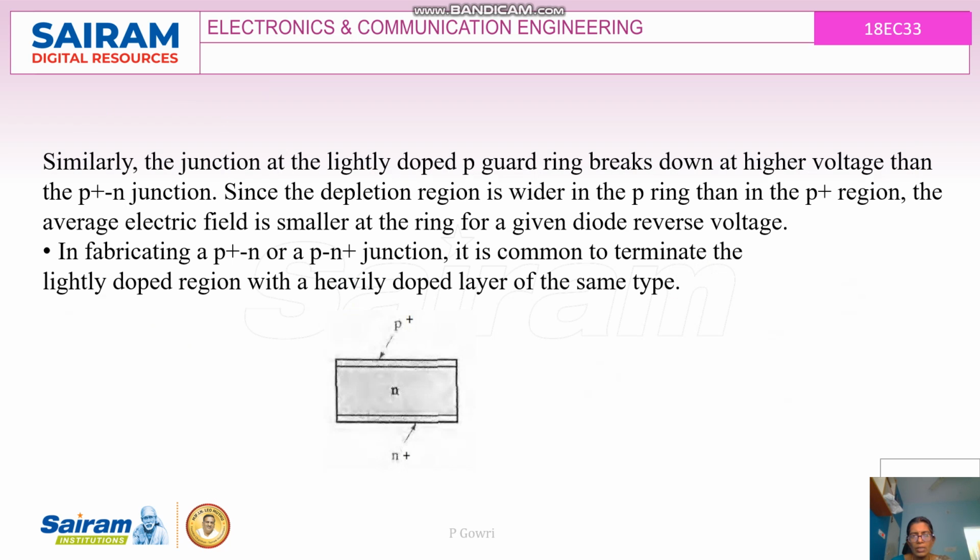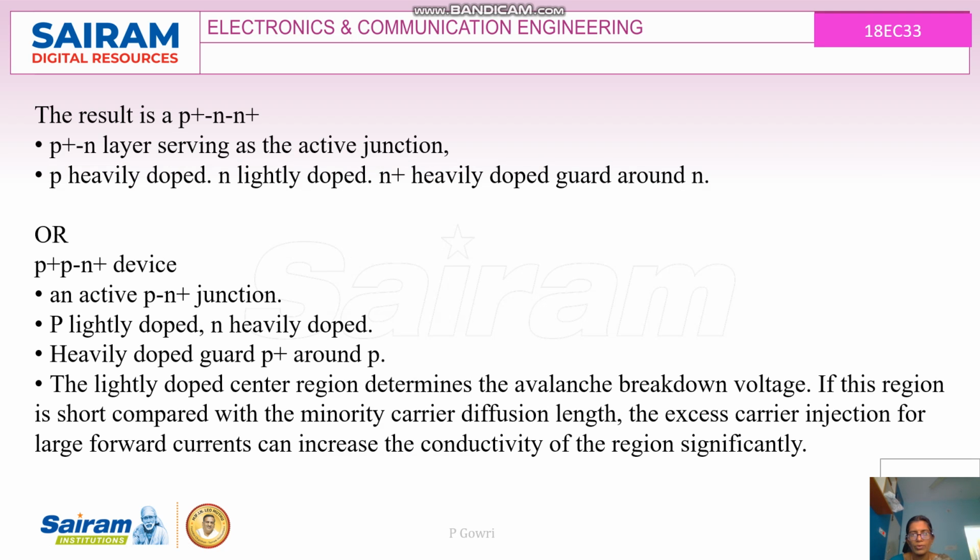In this diagram we can see that N is the lightly doped region, and at the edges I can use a heavily doped region, N plus. Together these give an N region which will be used for the rectifier. P plus is a heavily doped P region, and N and N plus together are called the N region. So it is normally used to terminate the lightly doped region with a heavily doped region of the same type to avoid punch through.